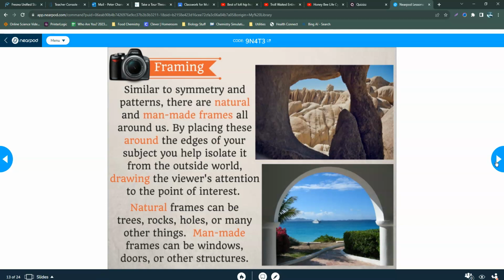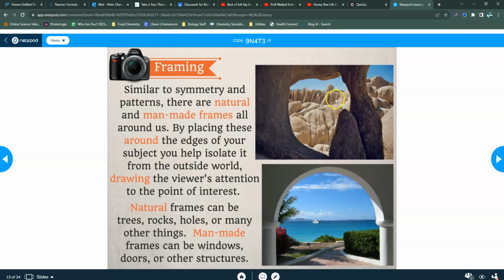The next element is framing. Similar to symmetry and patterns, there are natural and man-made frames all around us. By placing these around the edges of your subject, you help isolate it from the outside world, drawing the viewer's attention to the point of interest. Natural frames can be trees, rocks, holes, or many other things. Man-made frames can be windows, doors, or other structures that man made.